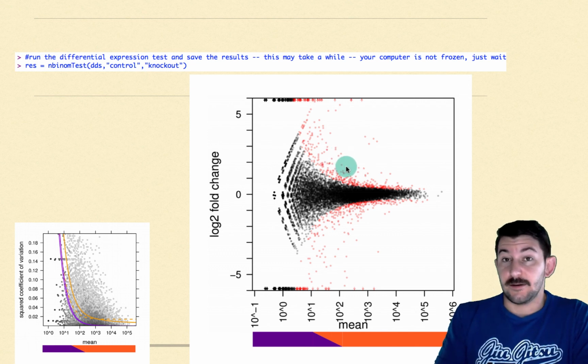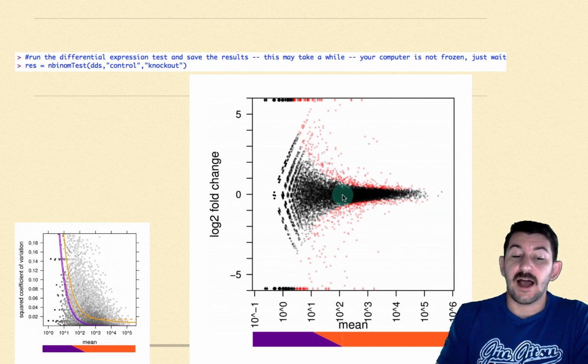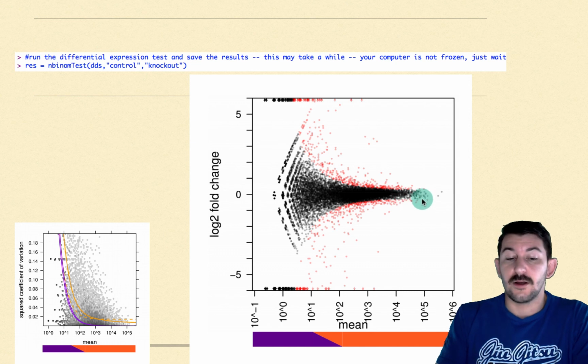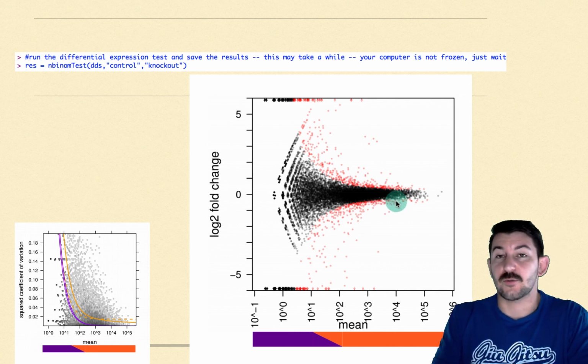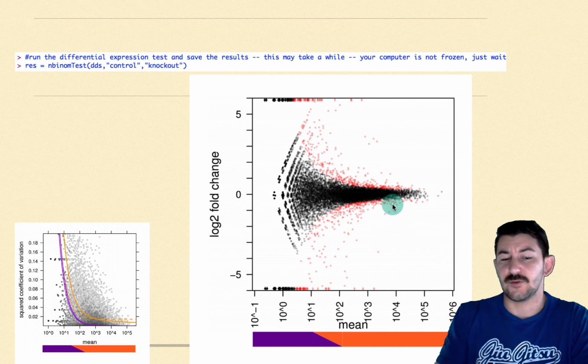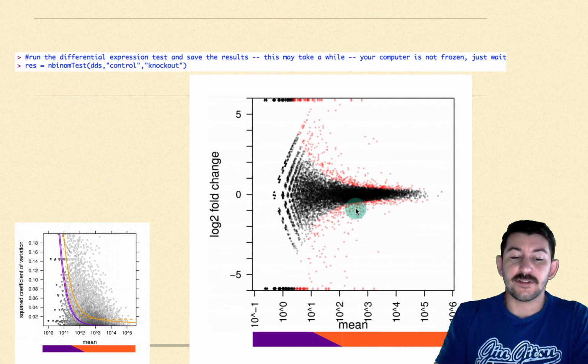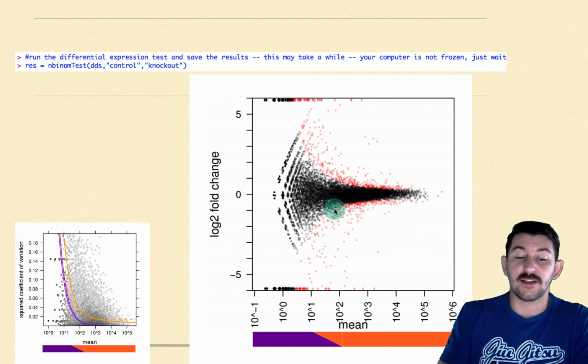Anything that is significant, in other words, past the statistical test, is in red. So what we can see here is that the higher expressed your genes are, the less difference you need to be able to pull out a significant difference between them. Because you've got more reads, you're better able to account for variation as well, and variation is a lower proportion of the total reads.